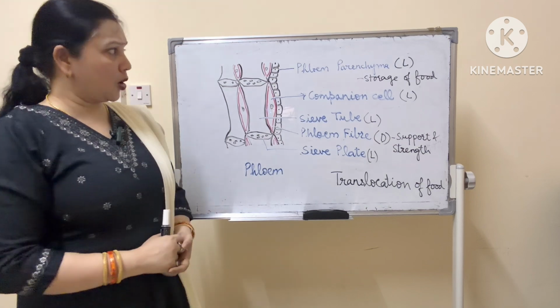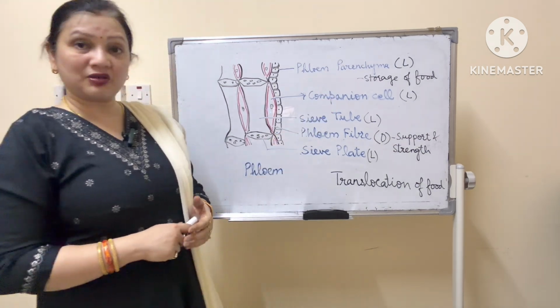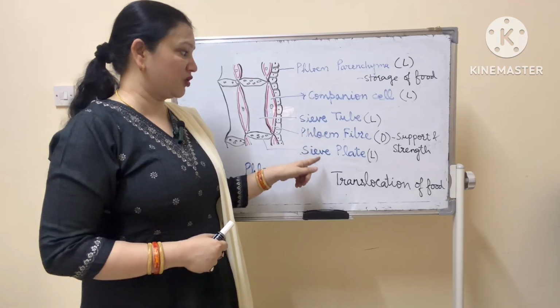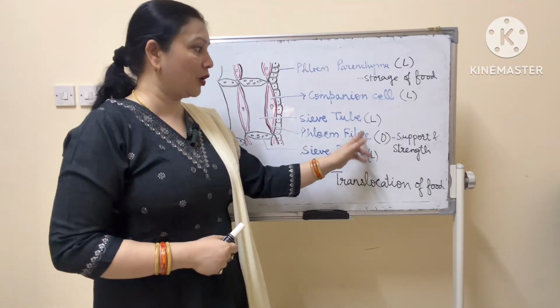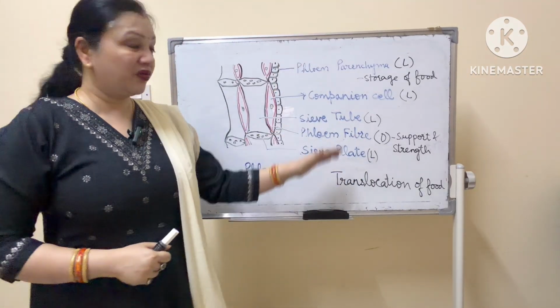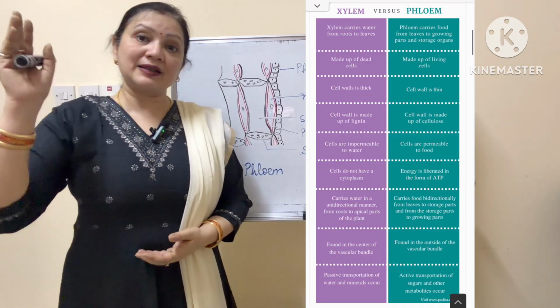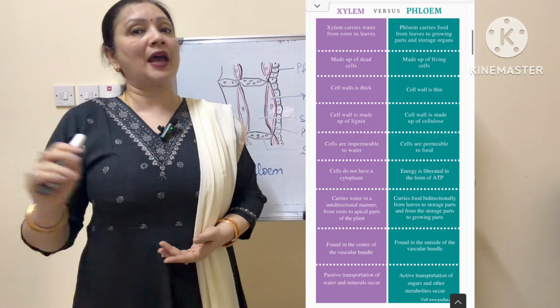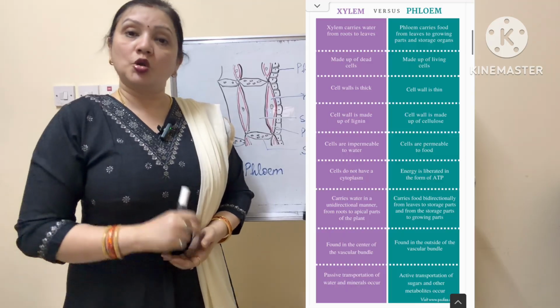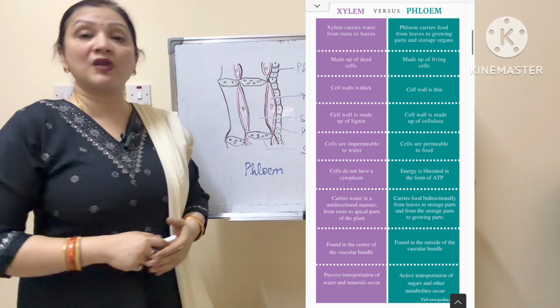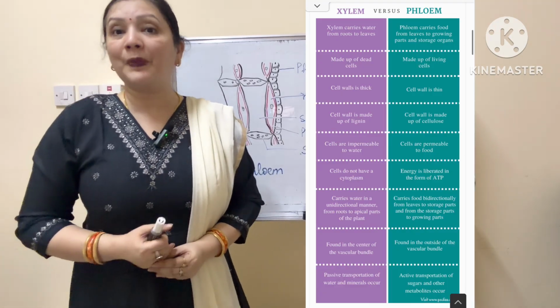Now, if we see closely, we have so many living structures here. Parenchyma is living, companion cell, sieve tube, sieve plate, all living. Only phloem fiber is dead. So phloem is made up more of living tissue, whereas in xylem only xylem parenchyma was living. So xylem is made up more of dead tissue, whereas phloem is made more of living parts.